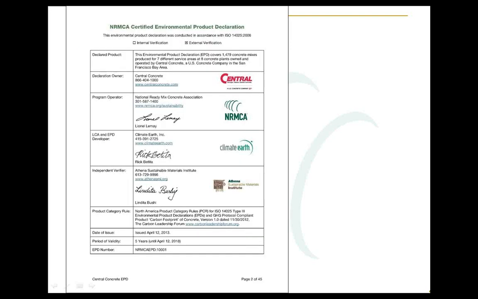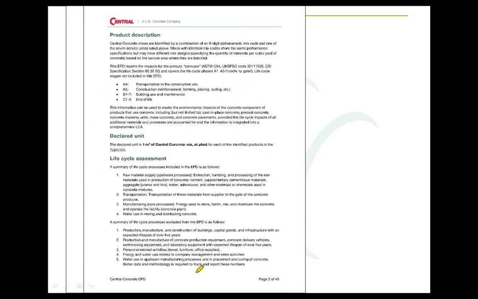This is the inside page that provides all the detail about what was the declared product, what's the declared owner, the program operator, the developer of the EPD, Climate Earth, independent verifier, Athena in this case, product category rule used, date of issue, date of validity, and an EPD number. It provides some background data. I'm not going to go through this in great detail. You can actually download it from our website and read it in great detail, but basically all the information that's required in the PCR.